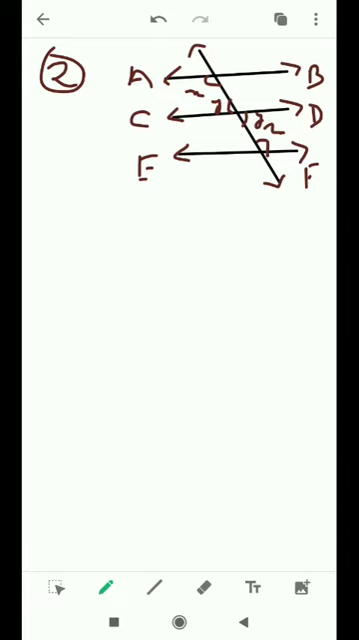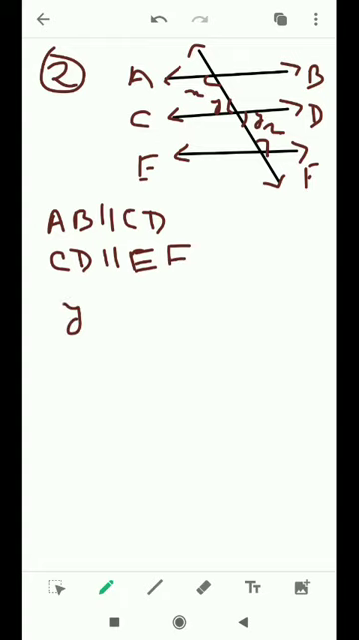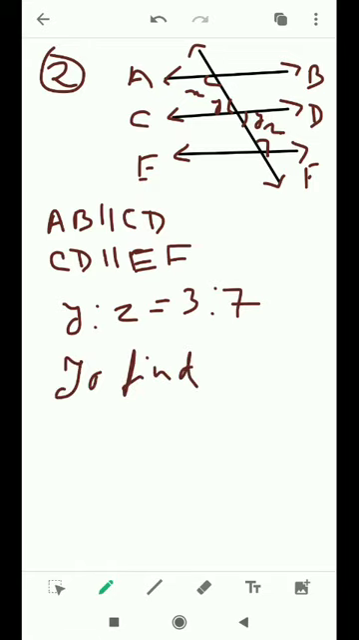So if you write in the diagram only, that one is Y. And in the question it is given that AB is parallel to CD, CD is parallel to EF, Y to Z is 3 to 7, and we need to find X. So let us do it now. So the solution: because it is not a proof, we have to find a value. So AB parallel CD given and CD parallel EF.